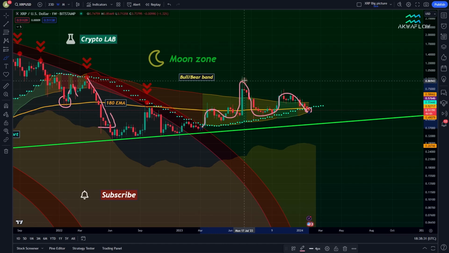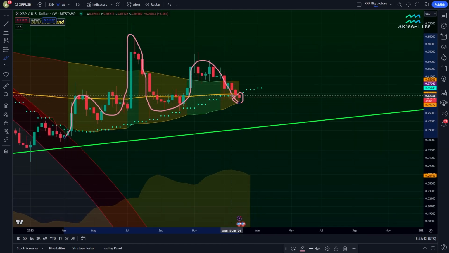As we went above it, we are still in a bull market. That's why you see that we have the orange color, then the green color, the orange color, the green color, and now we have an orange color again.